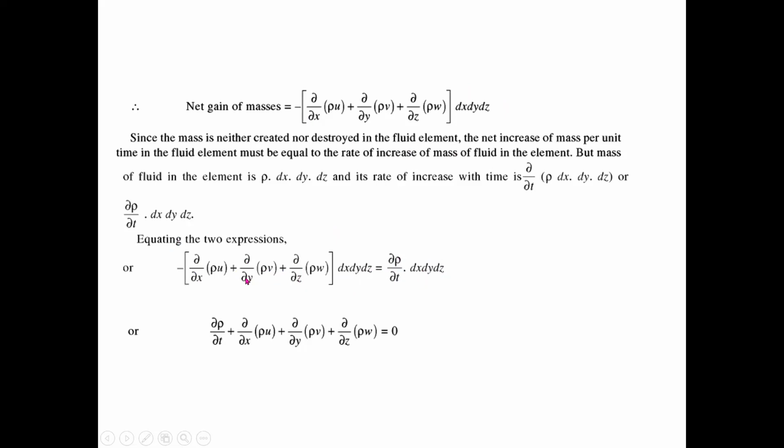Now I'm taking this minus term to the other side, so you get your final term like this: ∂ρ/∂t, and when the term goes to that side it becomes plus, so plus ∂/∂x of ρu plus ∂/∂y of ρv plus ∂/∂z of ρw is equal to 0. This is the term which we get now. Up to here, please copy and inform me.